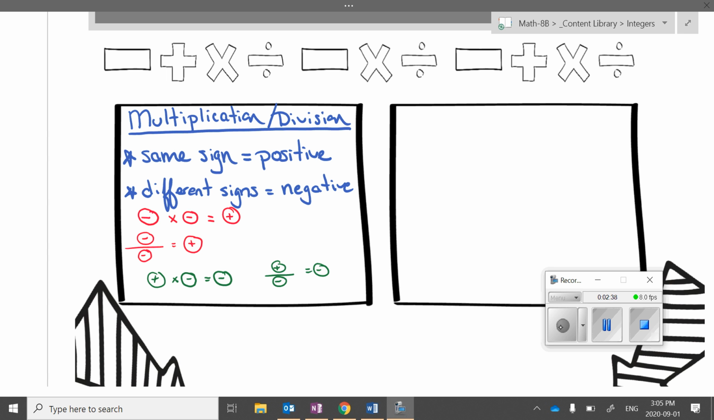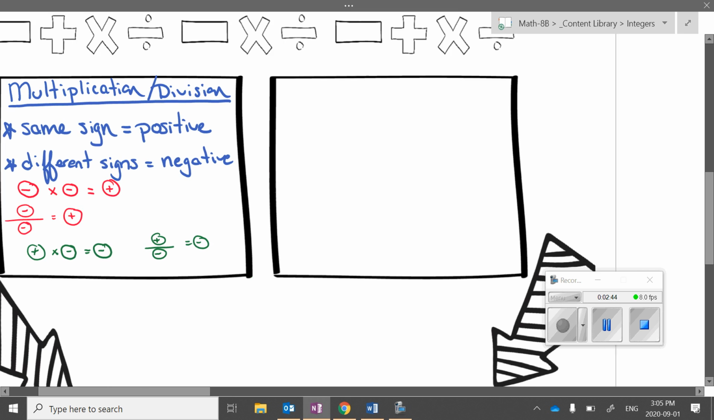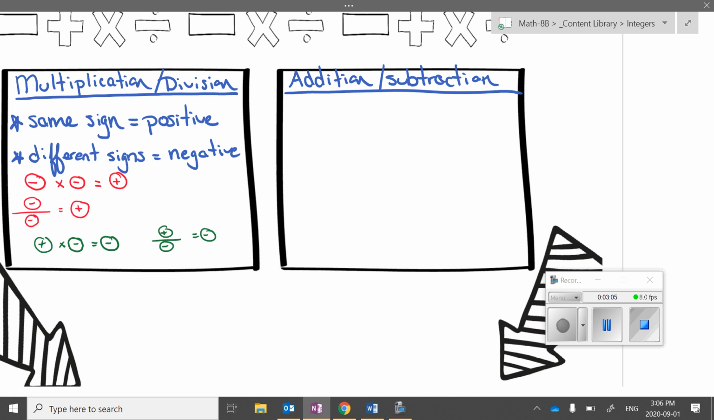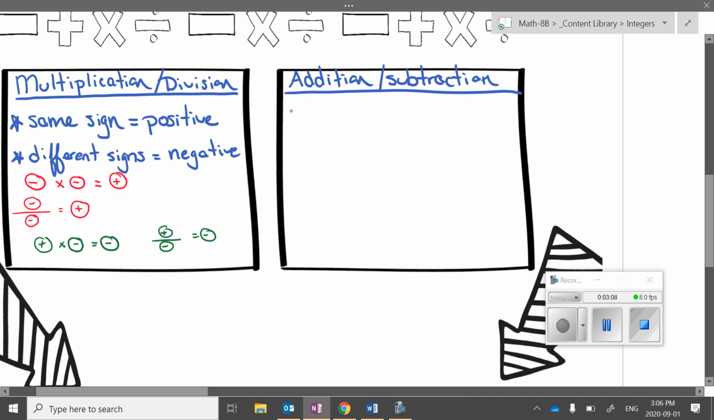When we talk about addition and subtraction, it's a little bit more complicated and there's not a set rule. So let's put our title in, I suppose. Addition and subtraction. So with addition and subtraction, we don't know for sure our final answer is going to be positive or negative like we do with multiplication and division. But there are some rules to help us along the way. So if you have two of the same signs side by side, it's positive or addition. And I'll show you what I mean.